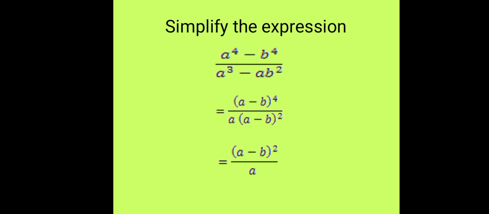Simplify the expression. To simplify this expression, we shall remove what is similar outside the bracket. If we do so, you can see the parts cancelling comfortably, so that we remain with (a minus b) squared all over a.